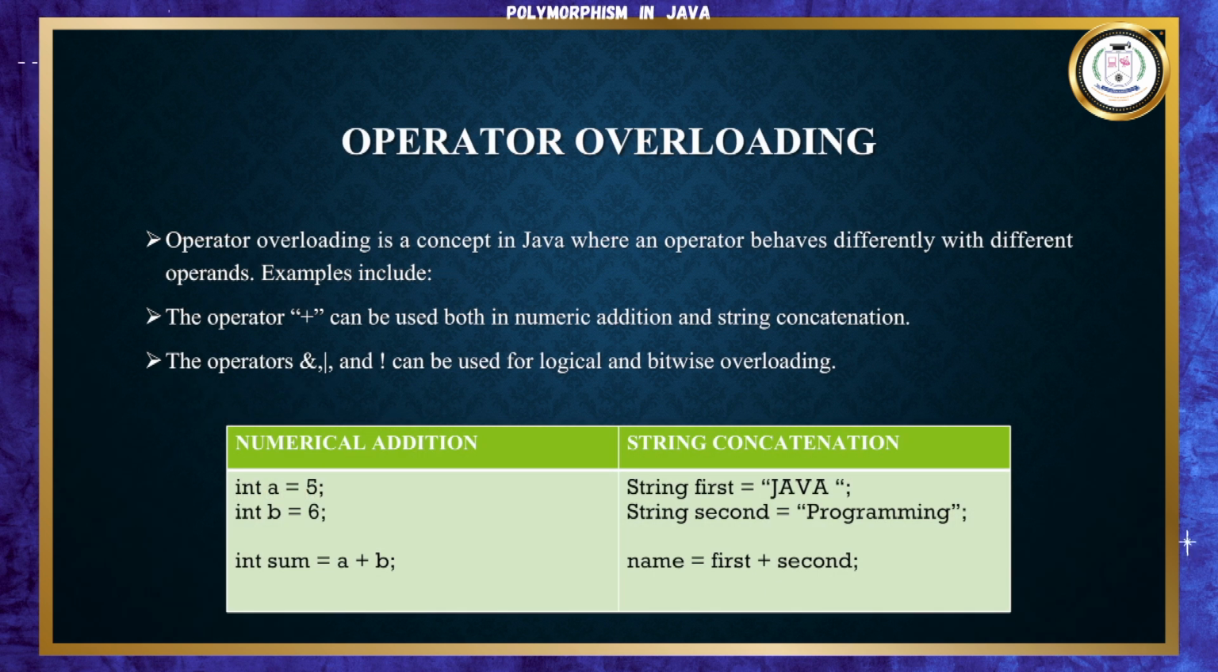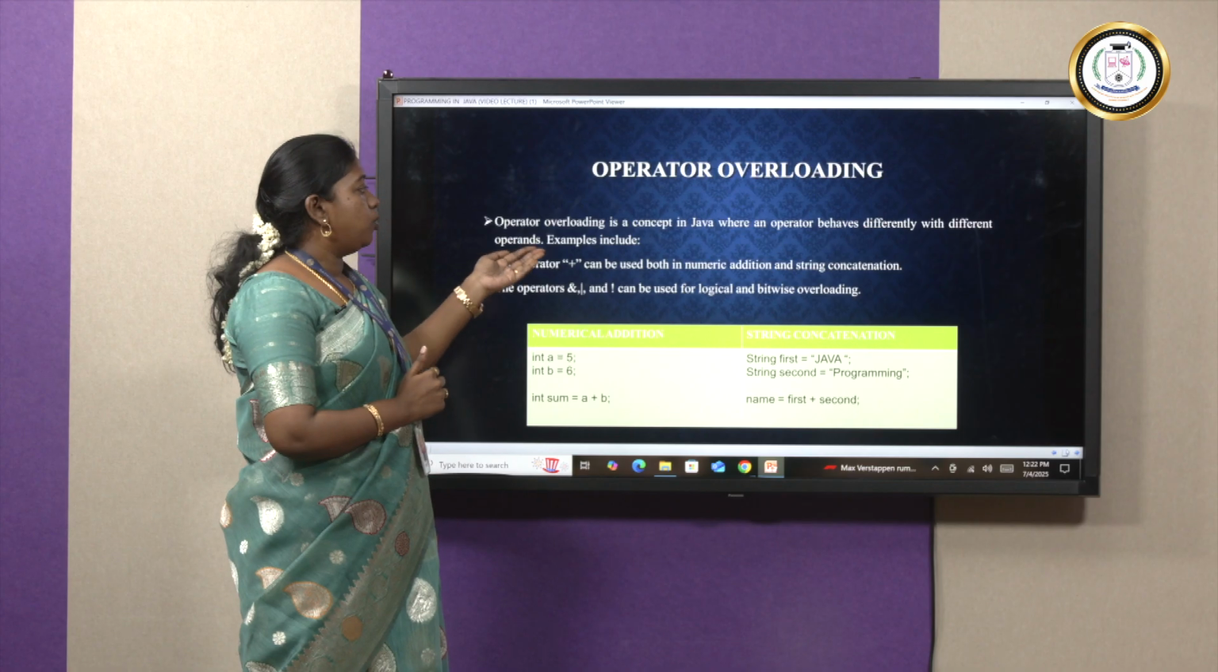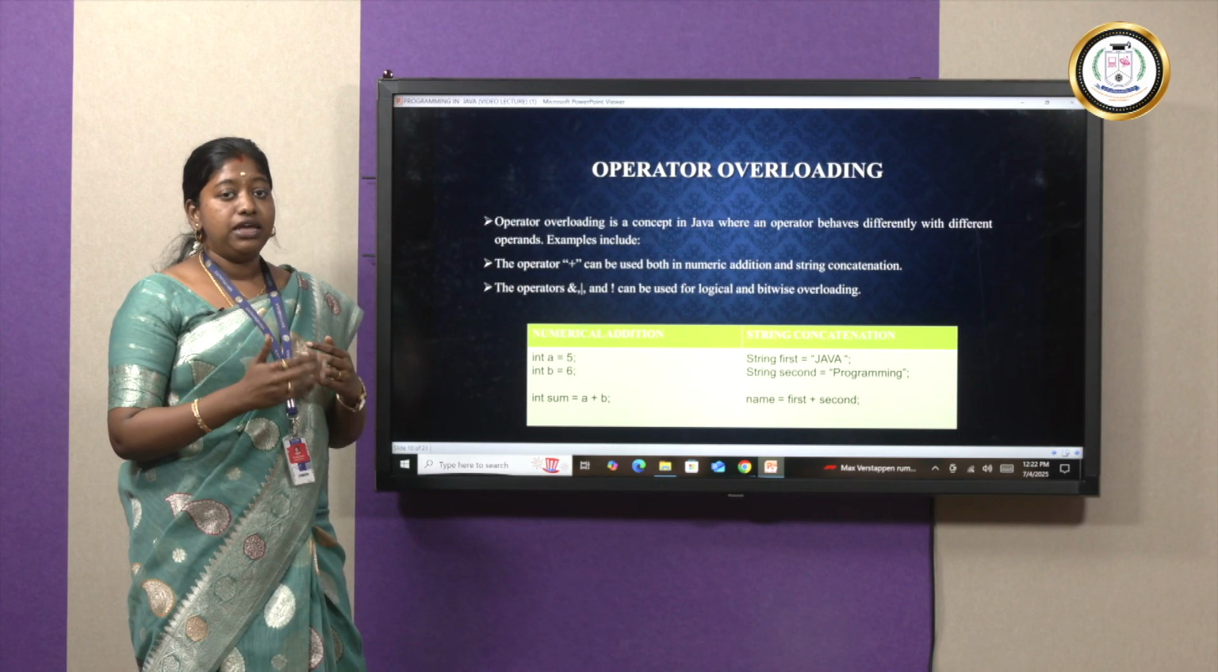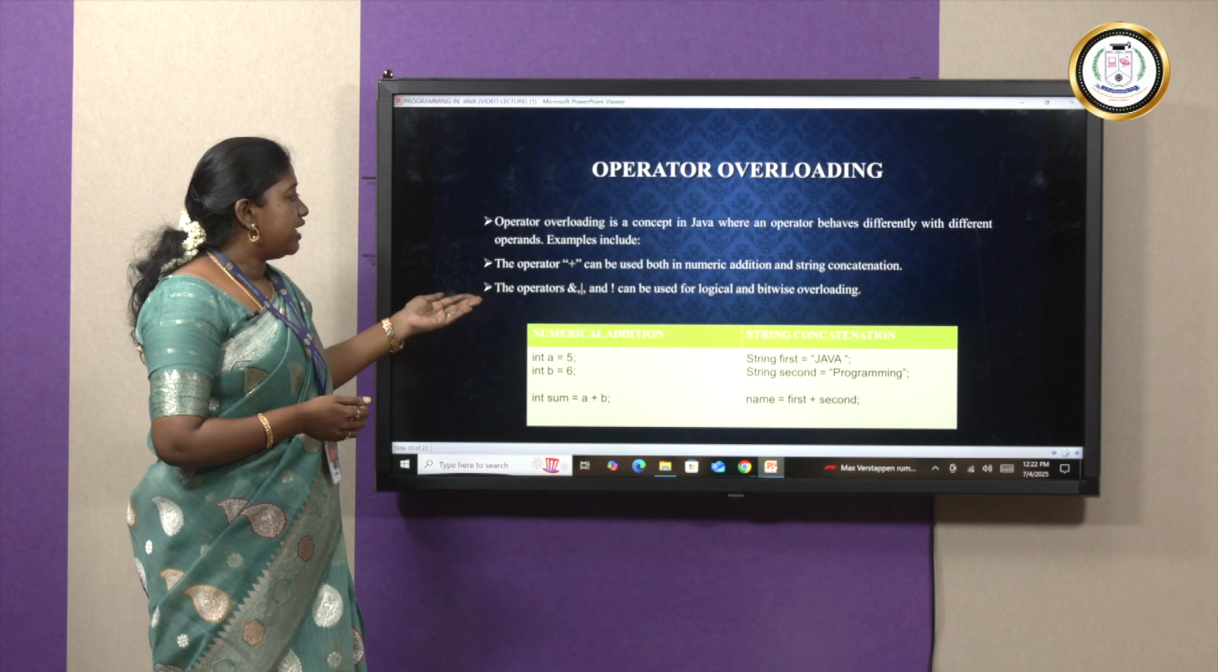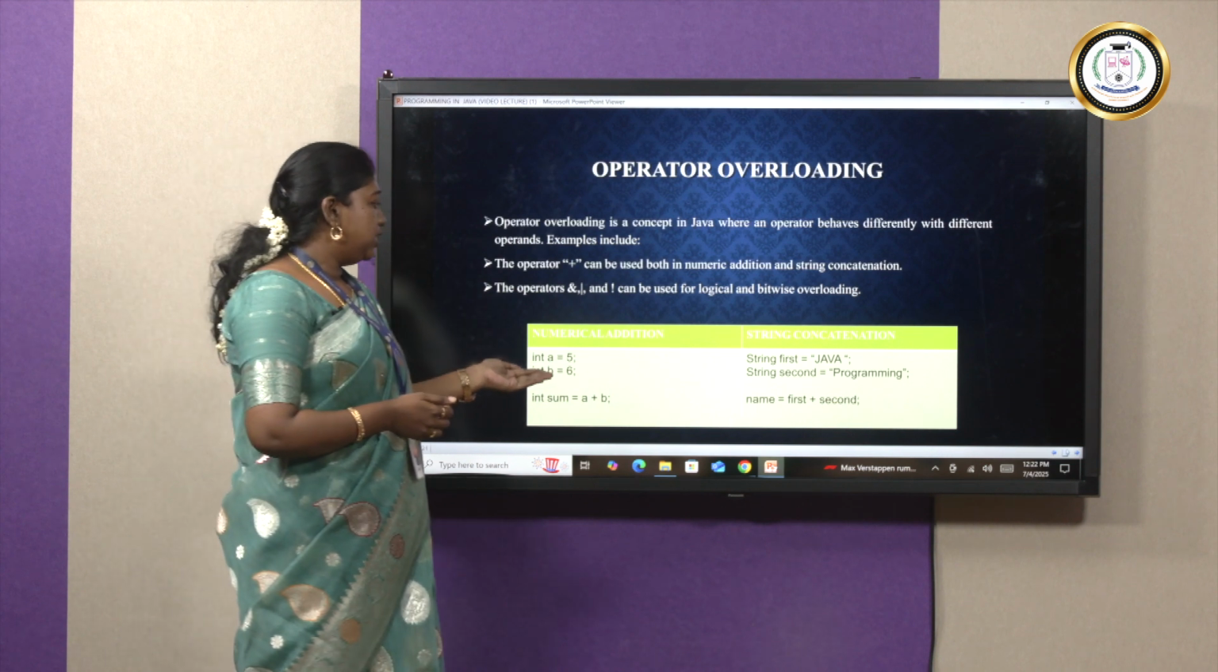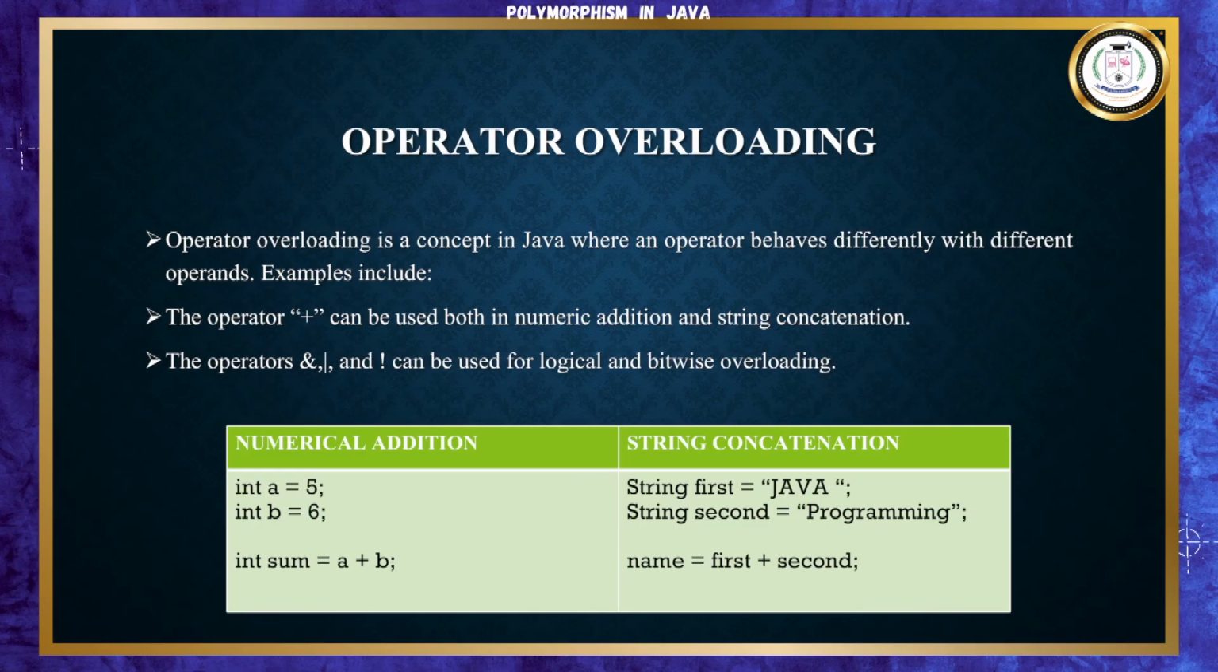The next one is operator overloading. What is operator overloading? The operator behaves in different forms. We will see the example for it. Here the example is int a is equal to 5, int b is equal to 6, int sum is equal to a plus b.